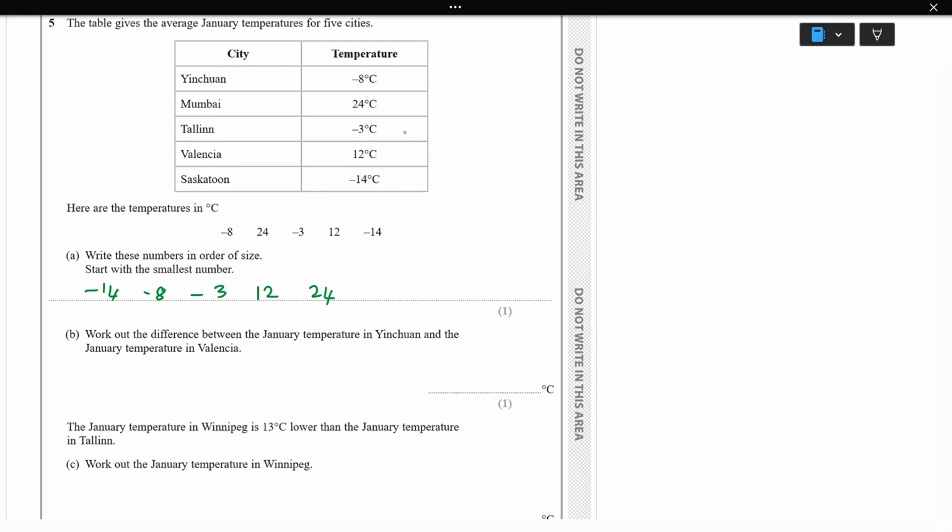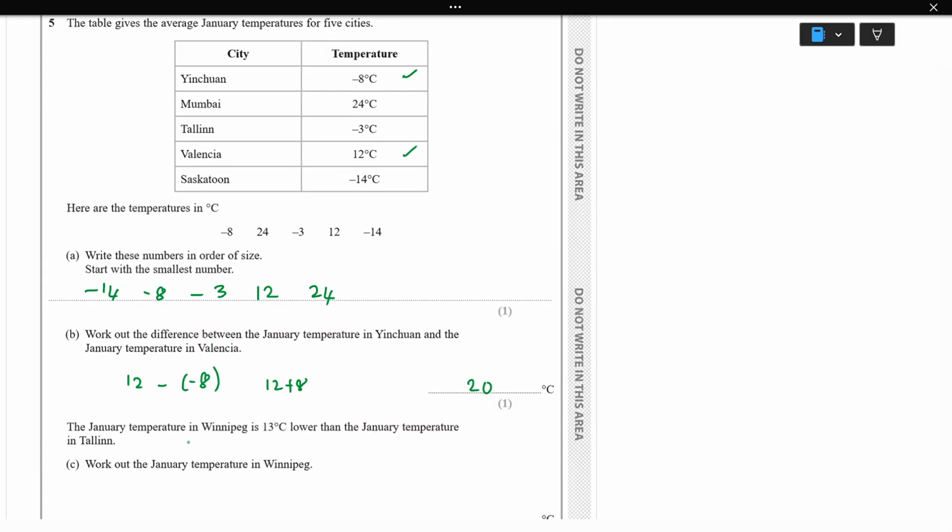Work out the difference between the January temperature in Incheon and the January temperature in Valencia. Okay, difference between Incheon and Valencia. So these two, greatest minus the smallest, which is 12 degrees minus negative 8 degrees, which is 12 plus 8, which is 20 degrees. That is the difference.